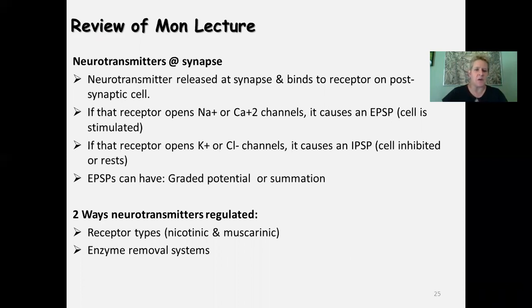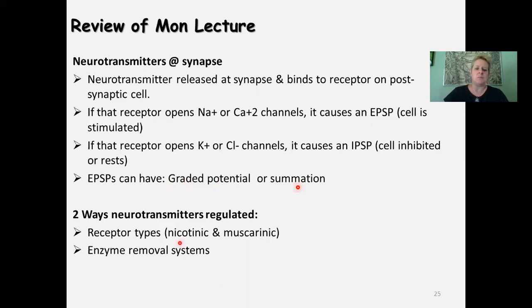But what we have gone over is the neurotransmitter is released at the synapse, binds to a receptor, and depending on the ion channel that opens up, if it's sodium, calcium, stimulate. If it's potassium or chloride, keeps the cells calm. We know that when cells are stimulated, it can be based on how much neurotransmitter is released, a lot or a little, like oxytocin, and that cell will respond accordingly, or the frequency at which a cell is stimulated.